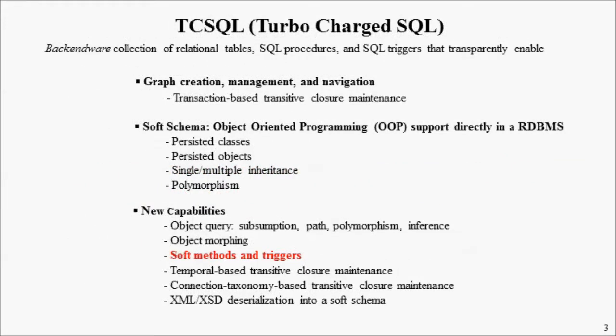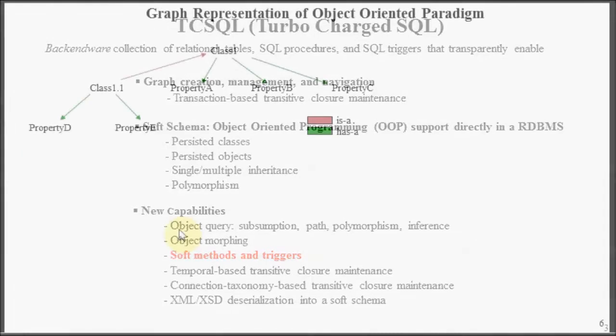To address the challenges identified on the previous slide, we're going to look at a technology called TC-SQL. In particular, we're going to look at a capability that provides support for something called soft methods and triggers.